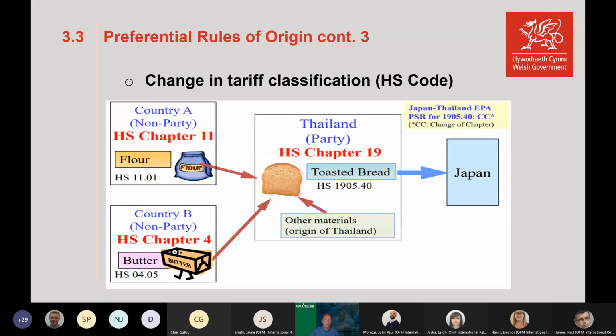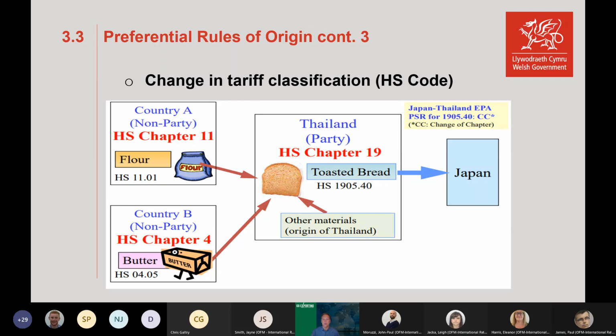So as an example here, the change in tariff classification. We've got a product which is coming from country A, which is HS code chapter 11 for flour, and then chapter 4 for butter. But in this particular country, Thailand in this case, they're turning that product into toasted bread, which has an HS code of 1905.4. And that's because they've changed the tariff heading, the tariff code for that product.